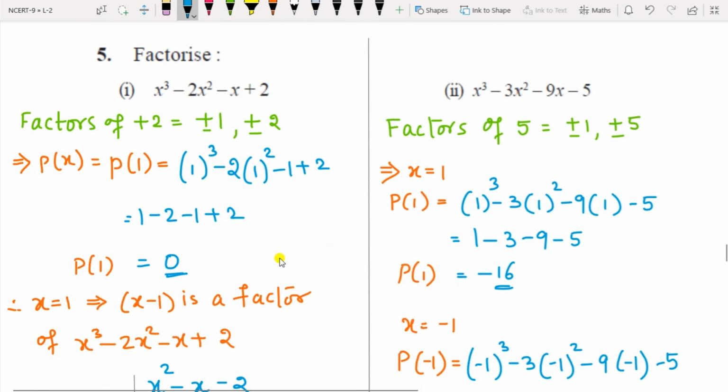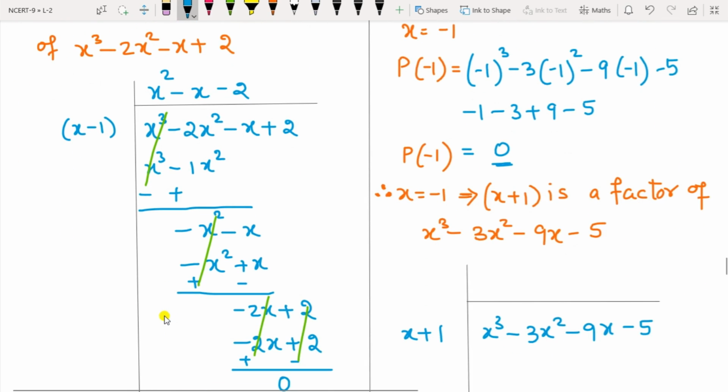Let us start question number 5 here, factorize. So these are the 4 terms here. Take the constant number as 2. Write the factors of 2. It will be plus 1, minus 1 and plus 2, minus 2. Now with the trial we will see by which number we are getting 0. So let us start by substituting x equal to 1 in this equation. So we are getting p1 equal to 0. That means x equal to 1, that is, x minus 1 is a factor of this px.